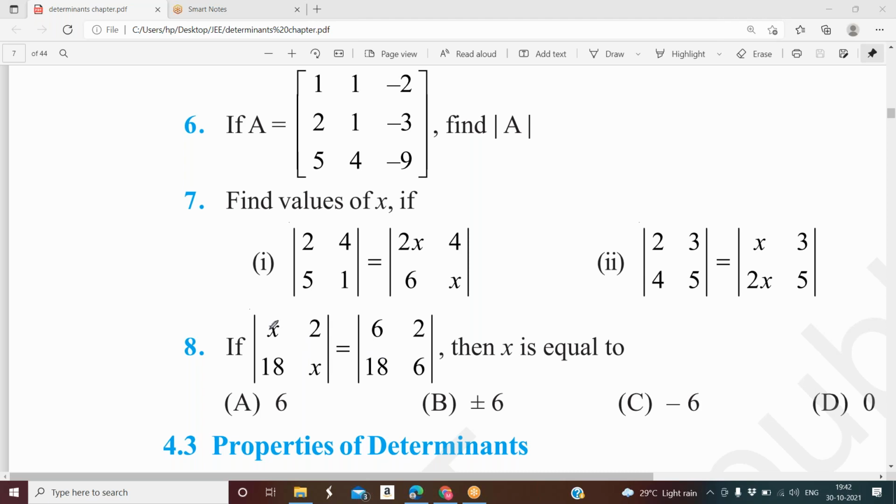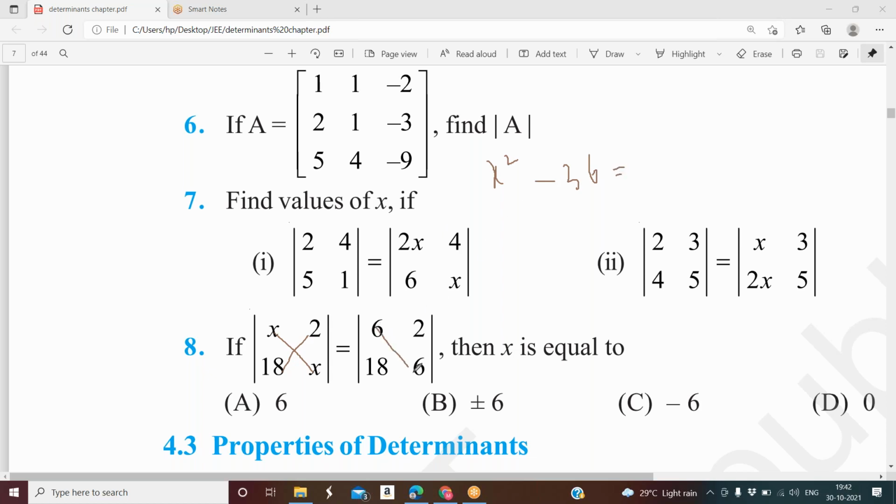So I am going to expand the determinant given in the left hand side. This downward arrow minus upward arrow. So what you are getting is x square minus 18 into 2, 36. So this is what I'm getting in the left hand side.